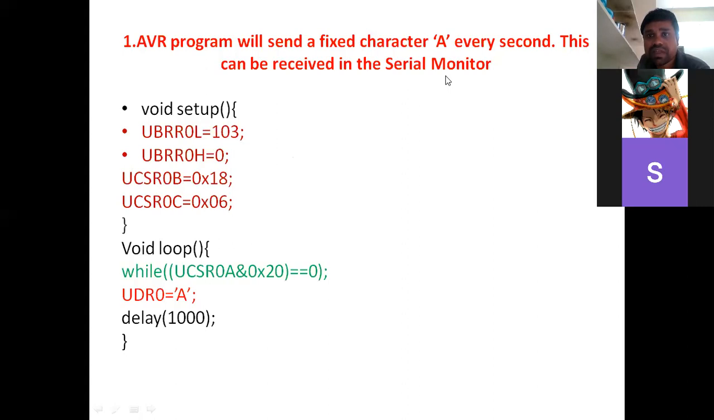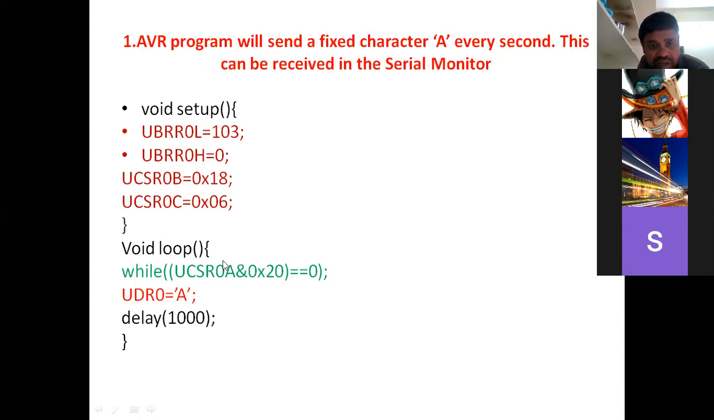Before transmitting the A to the system, the A will be stored in the buffer. First I want to check whether the buffer is empty or not. That is done by while UCSRA and with 0x20 equal 0. If the buffer is not empty, this condition is true, and the microcontroller keeps on executing here only. If the buffer is empty, this condition is false. Then A will be sent to the UDR.